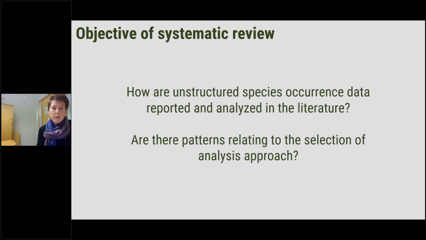First, how are unstructured data reported and analyzed in the literature? What are the most common analysis approaches? And second, are there patterns that relate to the selection of analysis approach? And if there are patterns, are they instructive for researchers who might be trying to select an analysis approach themselves?